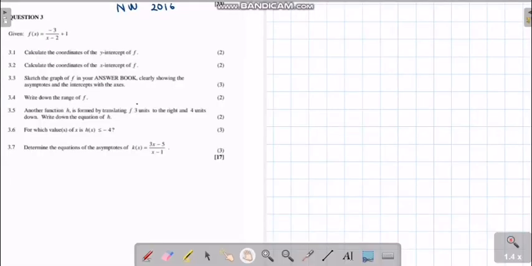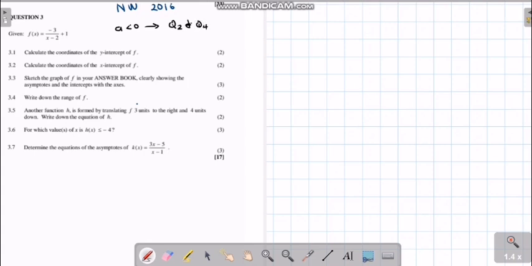So now let's do our first question. It's from Northwest 2016. Let's say in question 3, given the equation f of x equals negative 3 all over x minus 2 and then plus 1. From the given equation we can see that our a is less than 0. So if a is less than 0, our graph will lie in quadrant 2 and quadrant 4, which will be formed by what? Our asymptote.